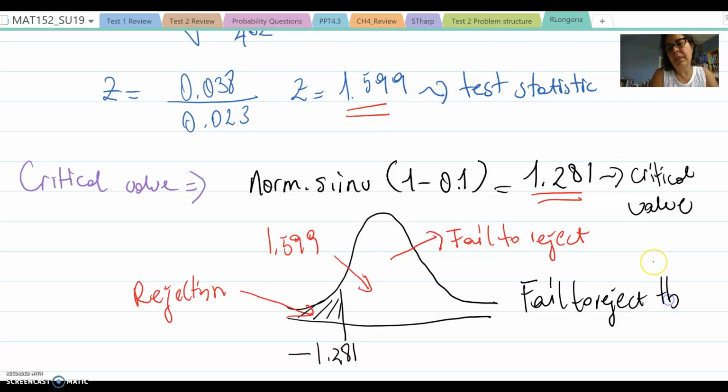H null, and I guess there's part D on that problem, so you're going to circle accordingly the correct interpretation of it.